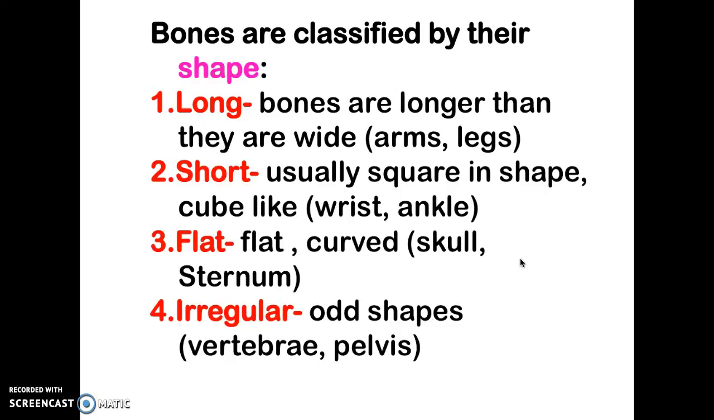Bones are classified by their shape. There's long, short, flat, and irregular. Long bones are longer than they are wide, such as your arm and leg bones. Short bones are usually square in shape or cube-like. An example of these would be the little bones in your wrists and your ankles. Flat bones are flat and curved, such as your sternum, which is in your chest, and your skull. Irregular bones are odd shapes, such as your vertebrae or your pelvis bones.